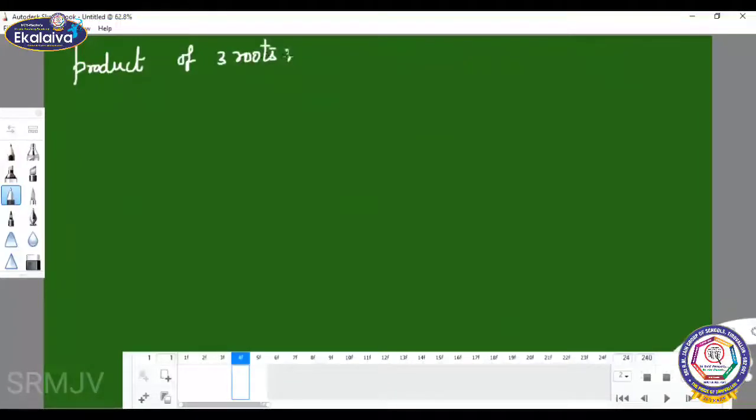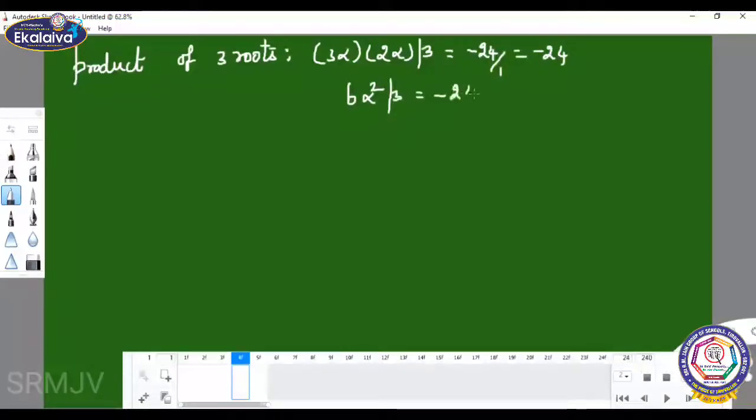Product of 3 roots is 3 alpha into 2 alpha into beta. It is nothing but, what is that? Minus of last term by first term. So minus 24 by 1, it gives minus 24. That is 6 alpha square beta equal to minus 24. You can take it as the third term. So from 2, you can take the second one.